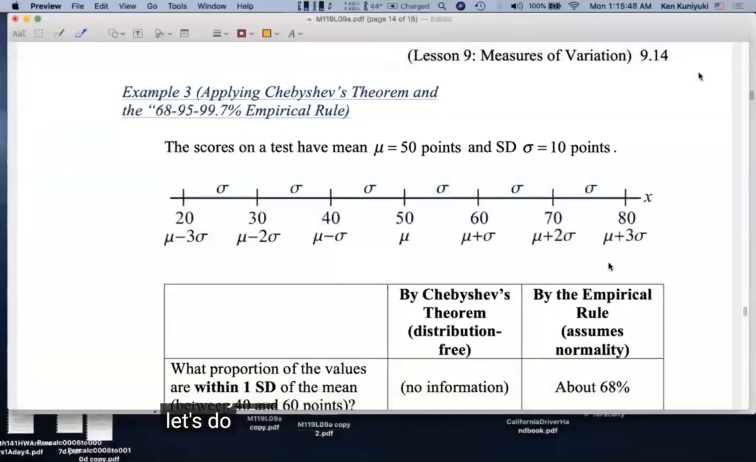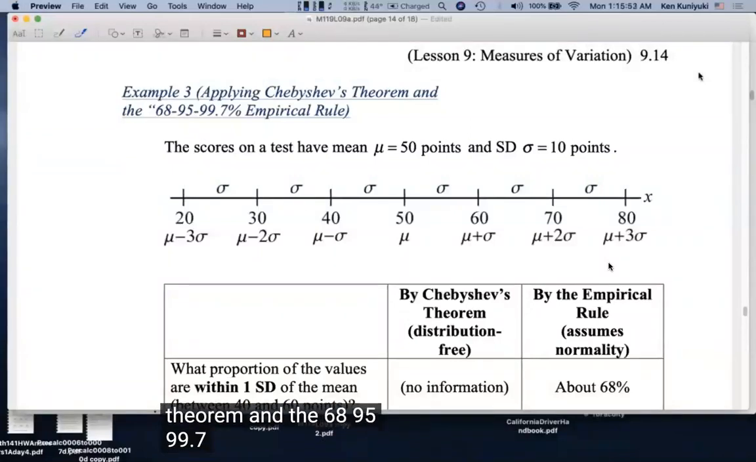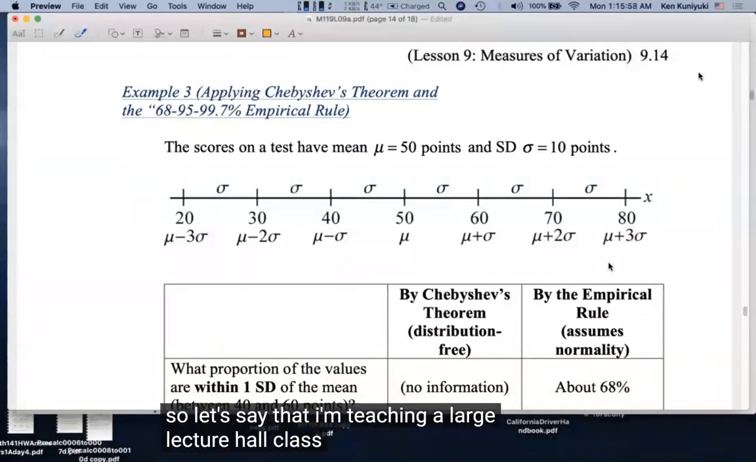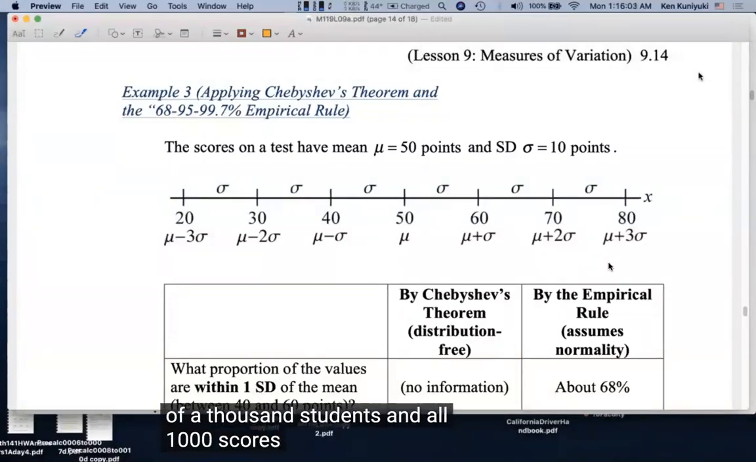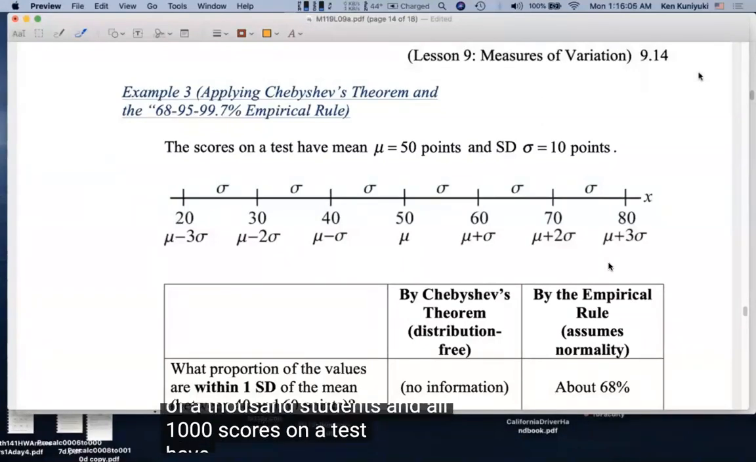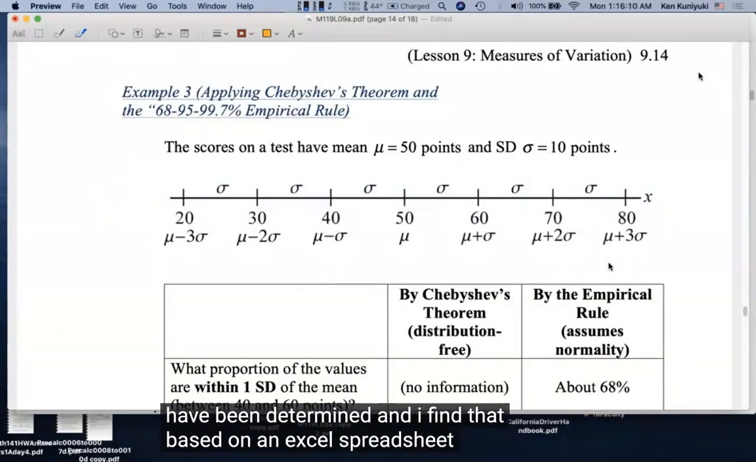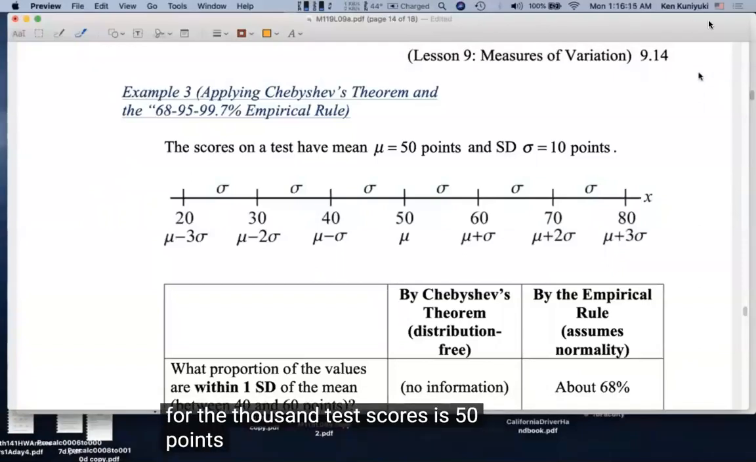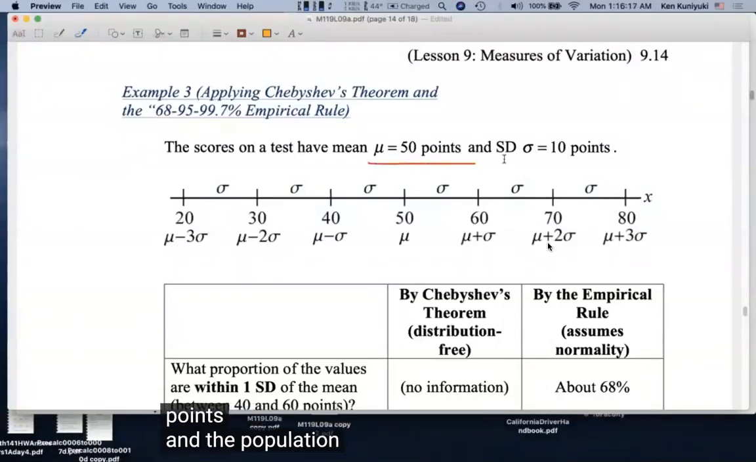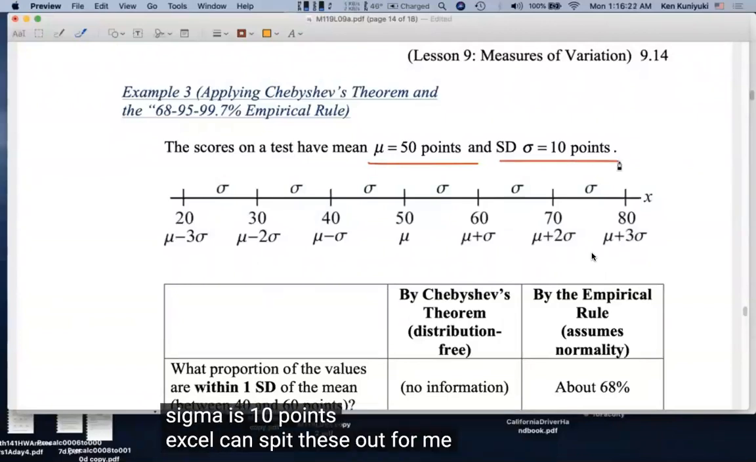Hi, everyone. Let's do an example of Chebyshev's theorem and the 68, 95, 99.7% empirical rule. So let's say that I'm teaching a large lecture hall class of 1,000 students, and all 1,000 scores on a test have been determined. Based on an Excel spreadsheet, I find that the population mean for the 1,000 test scores is 50 points, and the population standard deviation sigma is 10 points. Excel can spit these out for me.